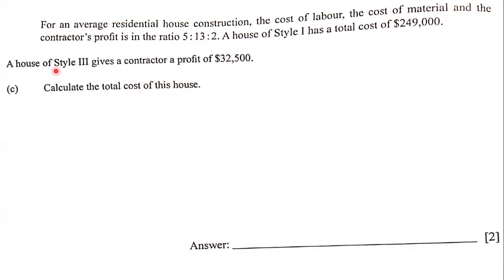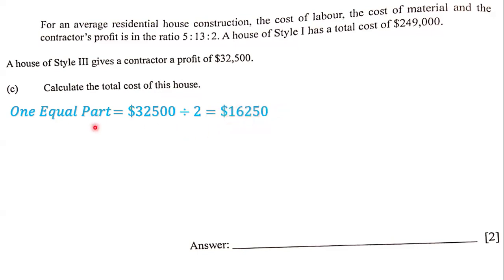Next, it says a house of style 3 gives a contractor a profit of 32,500. And they want us to calculate the total cost of this house. So the first thing we're going to do is determine what is one equal part. One equal part is going to be 32,500 divided by 2. Now, why are we dividing it by 2? Because the contractor's profit accounts for 2 equal parts. And so that means that this 32,500 represents 2 equal parts, but we only want one equal part. And so we're going to take 32,500 and divide it by 2, and that gives us 16,250. That is going to be one equal part.